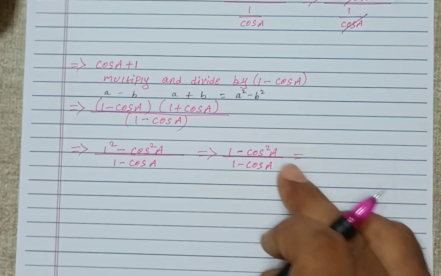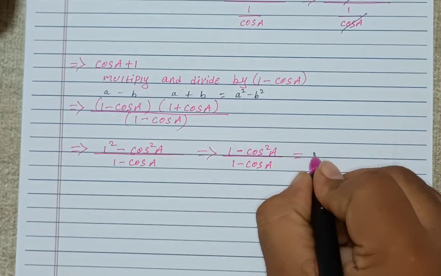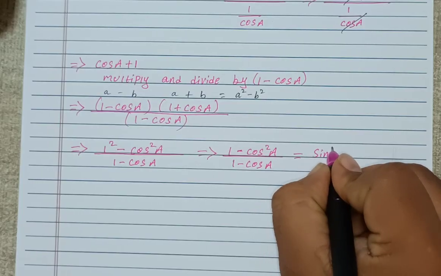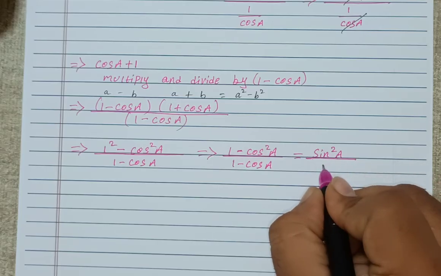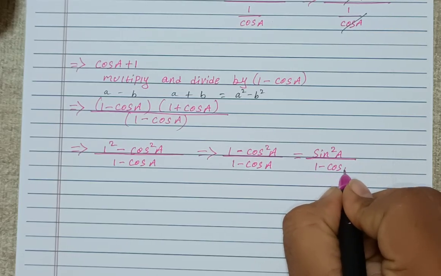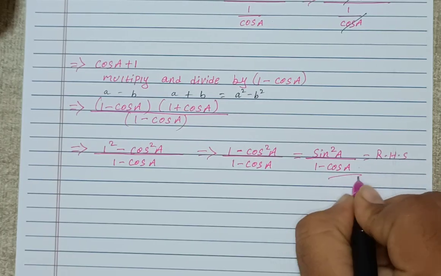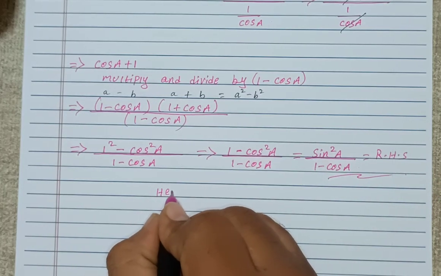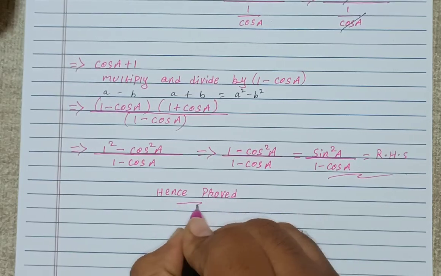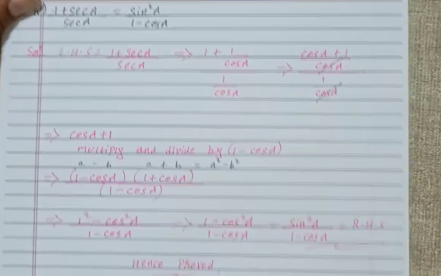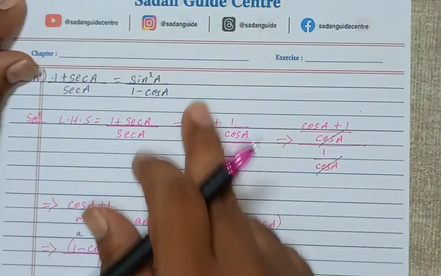And we know that according to the identity, 1 minus cos square theta is sin square theta. From the identity we got it here, that is sin square A, whole divided by 1 minus cos A. That is RHS. Hence proved. So we got now sin square A by 1 minus cos A. So we got it here, right?